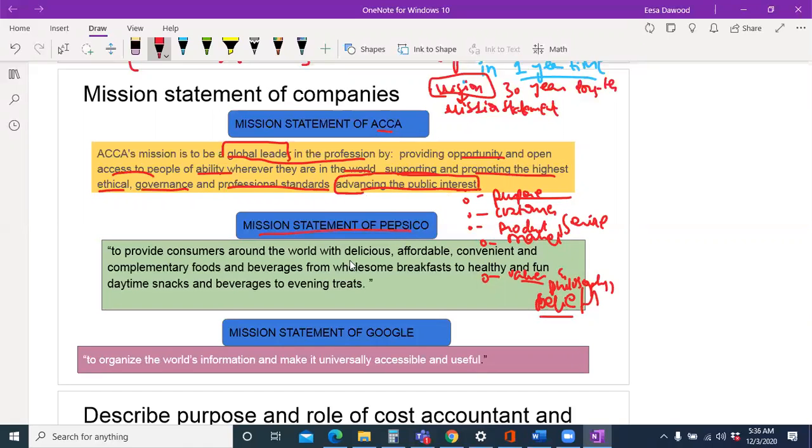Let's see another mission statement, PepsiCo's: to provide consumers around the world with delicious, affordable, convenient, and complementary food and beverages, from wholesome breakfast to healthy and fun daytime snacks and beverages to evening treats. It pretty much sums up what the company is all about. There is a variety of products they are offering, from snacks to beverages to evening treats, and around the world. So it tells you the market. That's also a multinational, right?